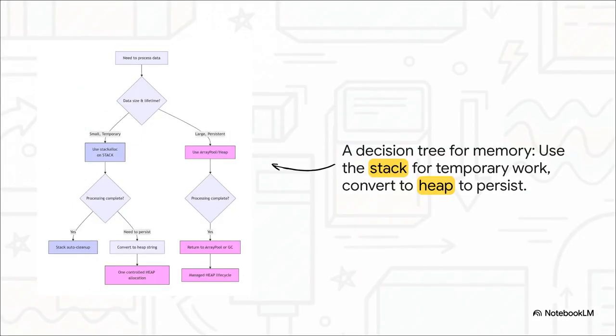This decision tree is the perfect mental model to use. As you're processing data, just ask yourself, is this temporary? If yes, use a span on the stack. Then, when you're all done, you ask a second question. Do I actually need to store this result for later? Only if the answer is yes do you finally create a real string on the heap. It gives you one single, controlled allocation at the very end, instead of 1,000 tiny ones along the way.